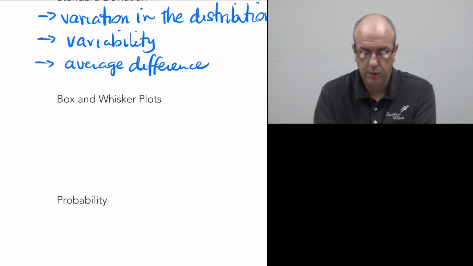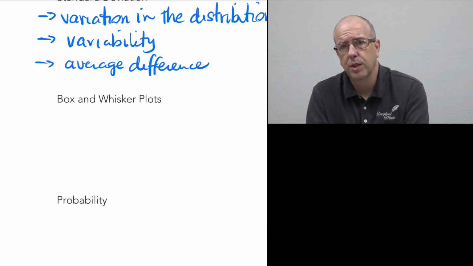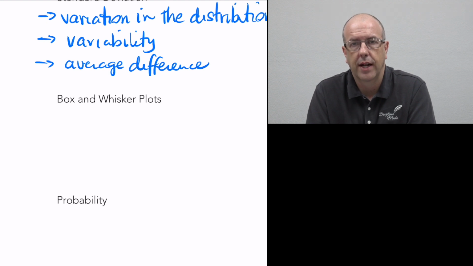Which is box and whisker plots. Now, the College Board is going to ask you about a bunch of different graphs, typically bar charts. They might ask you about a histogram. They might have a pie chart. But in my experience, most students are going to do pretty well on that.